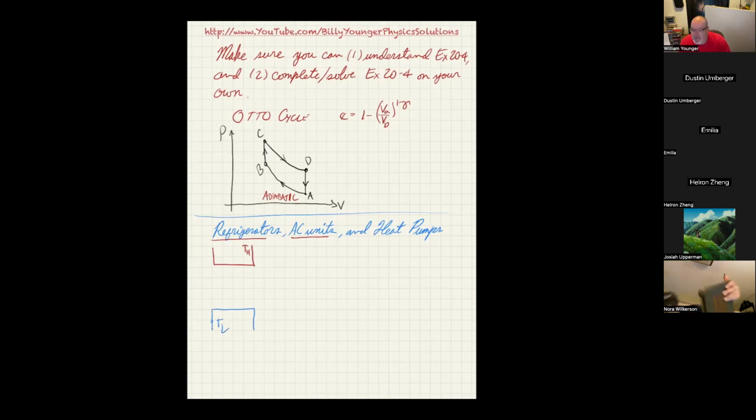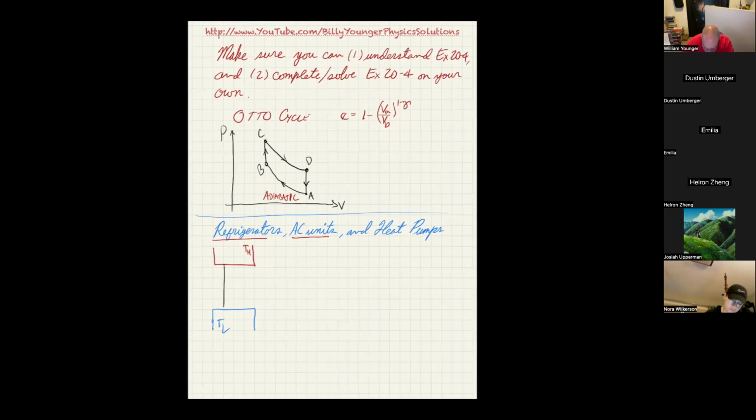Now, what we're doing is we're thinking about a refrigerator. The way a refrigerator works is inside the refrigerator, you have food and drinks that you want to stay cold. So you're trying to take heat away from that and expel it into the hotter space. So I'm going to imagine an amount of heat, QL, coming out of the actual refrigerator box.